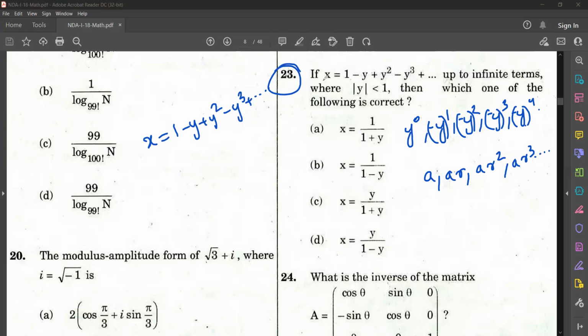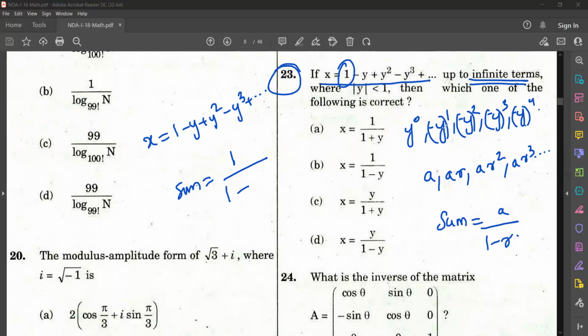So what is the sum of a GP up to infinite terms? Sum is a by 1 minus r. So here what is a? a is 1, isn't it? a means first term. So here first term is 1. So sum is equal to first term 1 by 1 minus r.